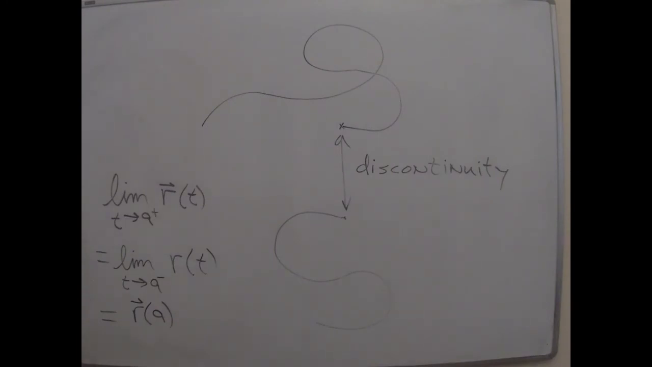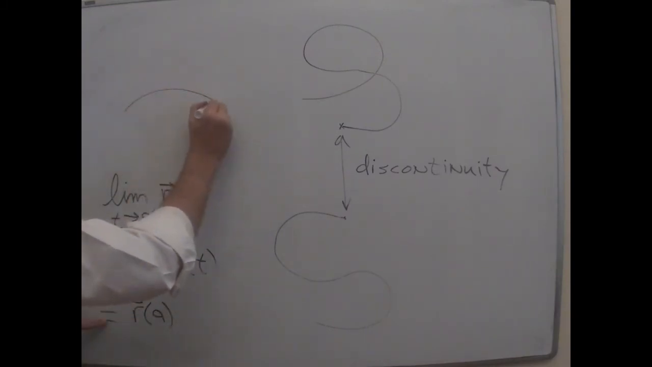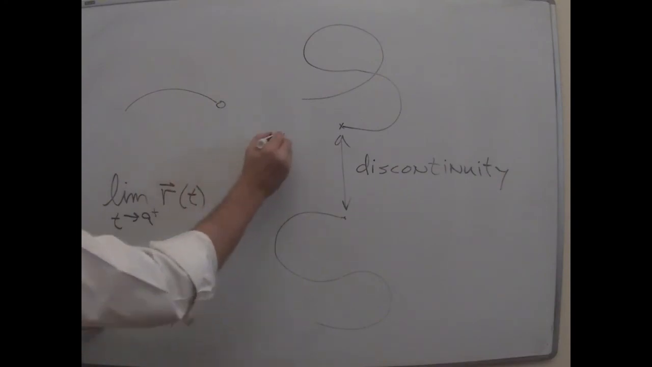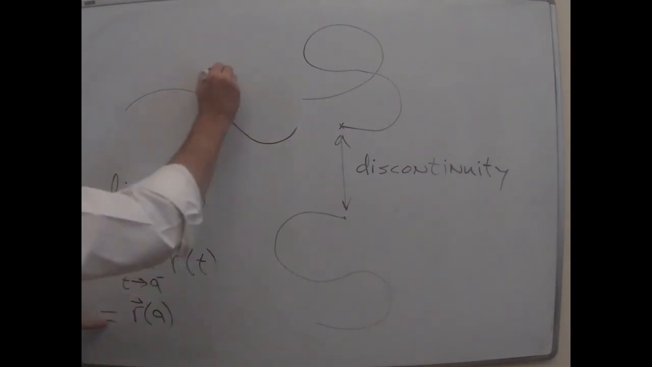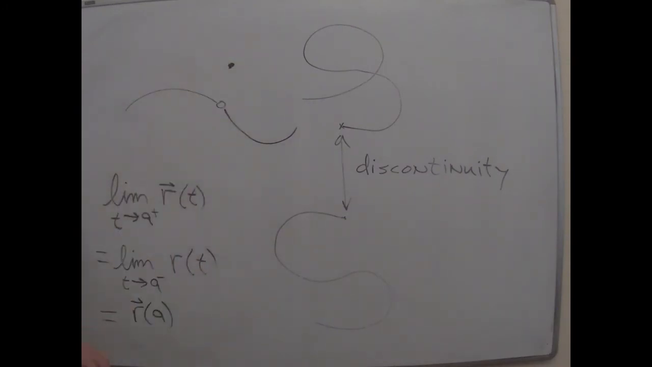There is a possibility where that third thing doesn't happen. You could have the limit from one side go to a particular location, the limit from the other side go to that location, but when you get to the particular t value a, you're over here. It seems like a worthless use of the transporter device. You're tracking along to here, you transport away for a millisecond, and then you come right back where you were. That's strange, but that's a discontinuity nevertheless. So we need all three things: limit from above, limit from below, and the actual value of the function at a to agree.